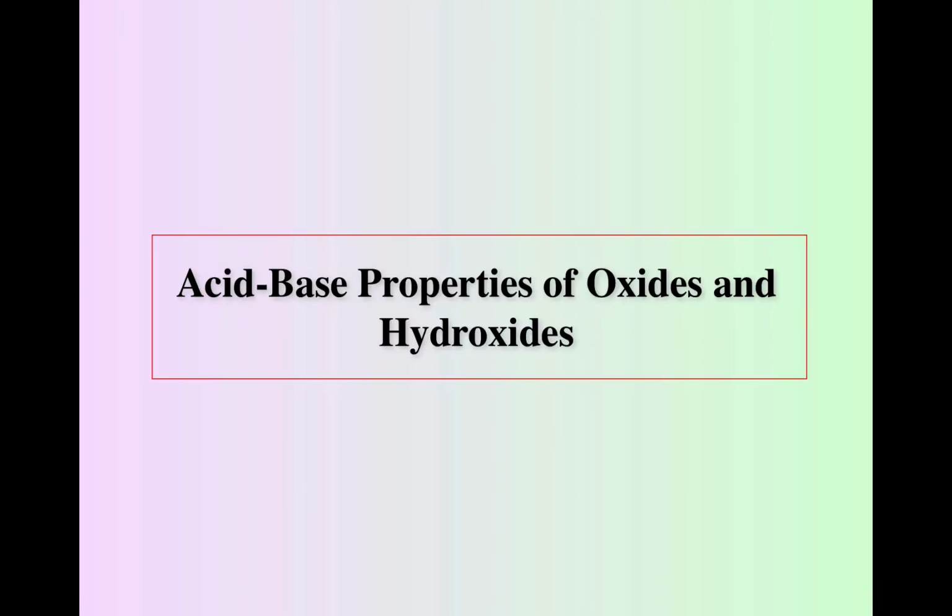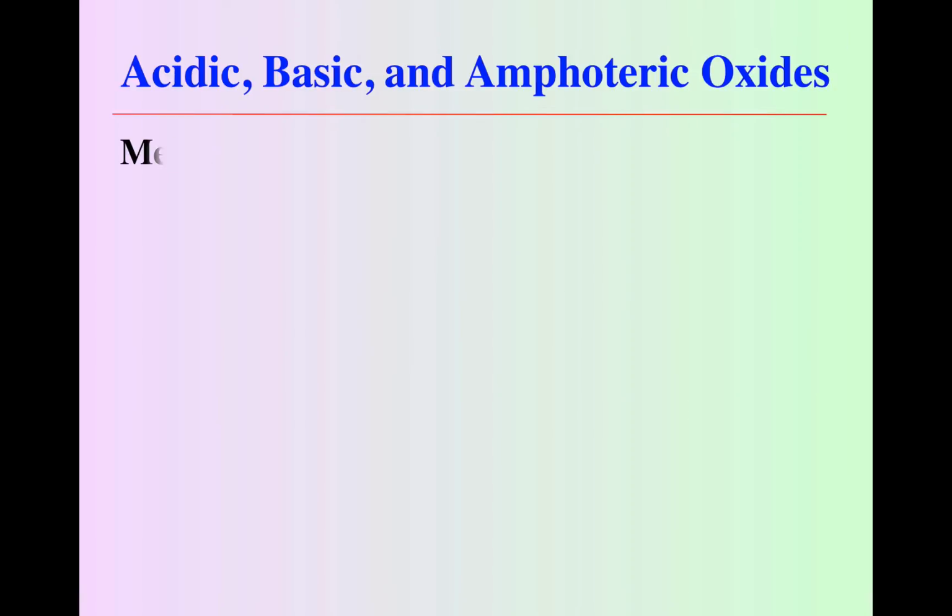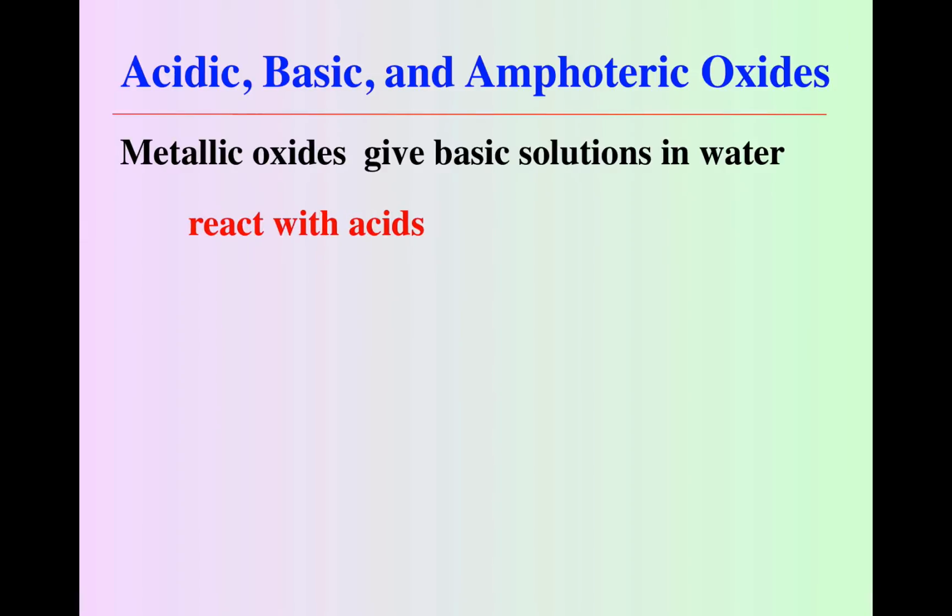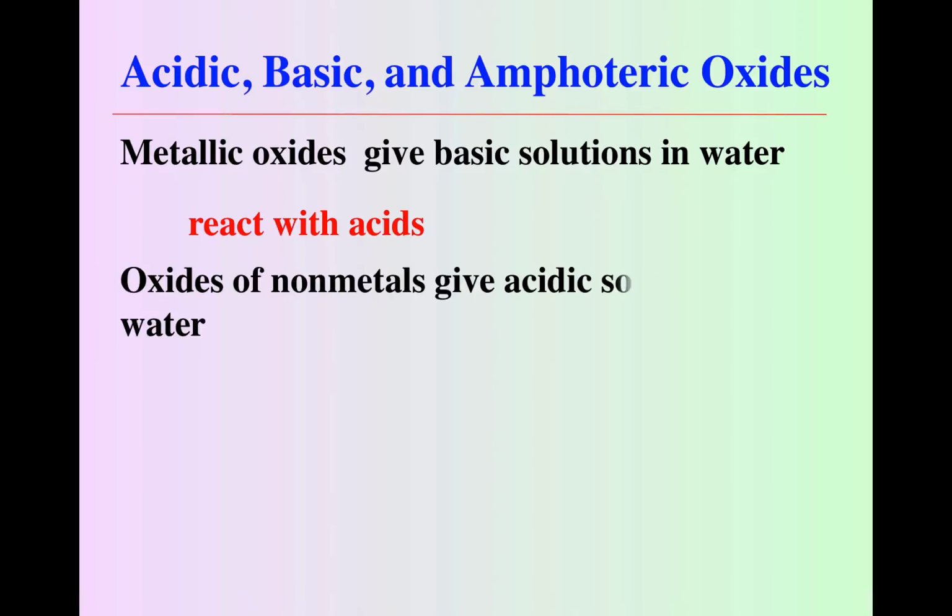Acid-base properties of oxides and hydroxides. Well, we visited this earlier when we talked about acids, so this is kind of just rehashing it again. Metallic oxides, when you put them in water, give bases. So metal oxides make hydroxides. Therefore, they react with acids.